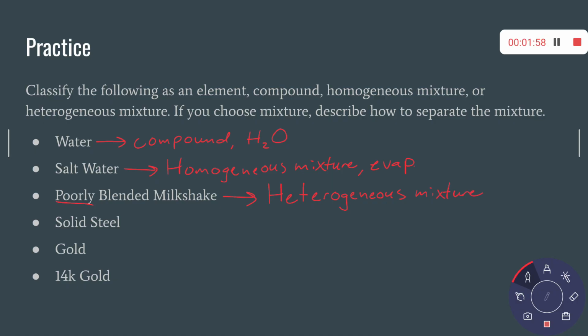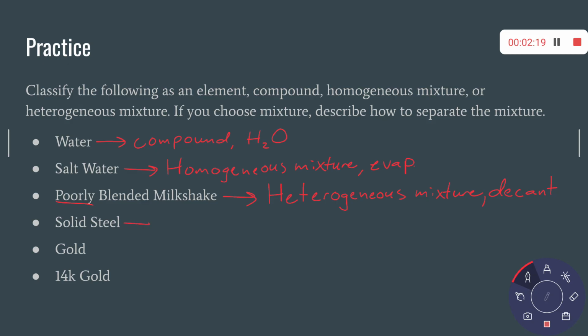How could we separate this? You could just sort of scoop out the Oreo layer, scoop out the ice cream layer, maybe pour off the milk. When you carefully pour a liquid off of the rest of your mixture or whatever you're looking at, in science class we call that decanting. You can decant the milk off of the rest of the milkshake.